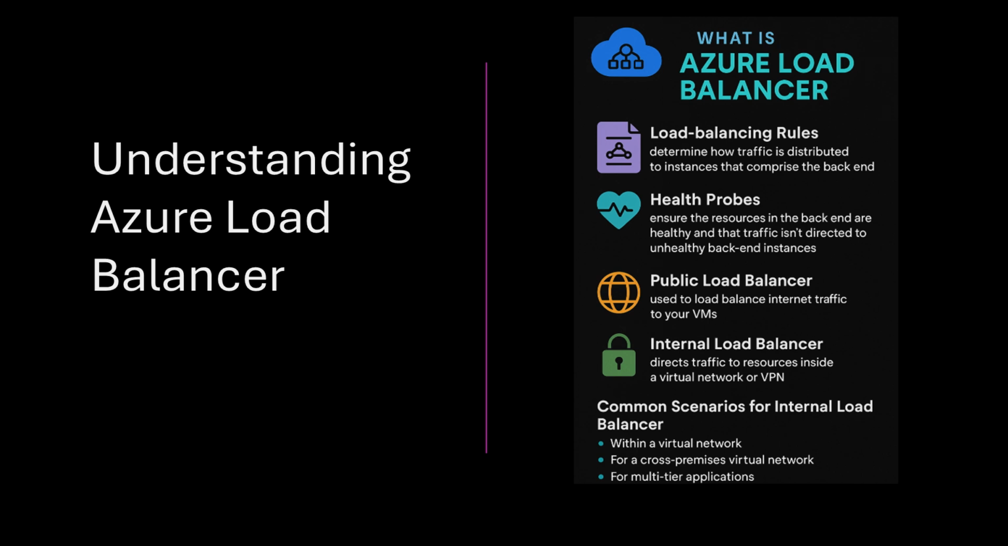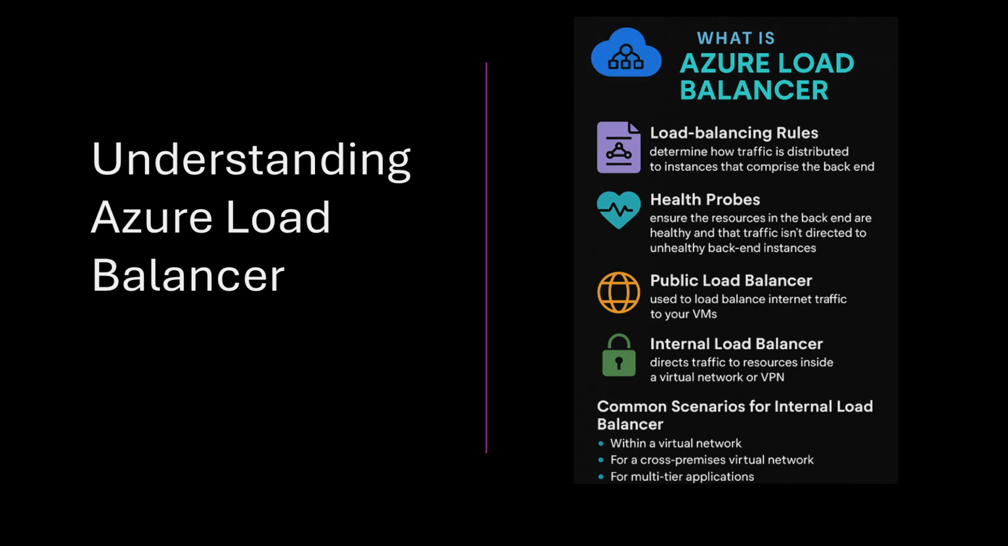Azure gives you two flavors of load balancer, and you'll choose based on where the traffic originates from. And they are public load balancer and internal load balancer. You use public load balancer when you want to balance internet facing traffic. Think of a website or a public API. Users hit a public IP, and Azure routes those requests to one of your backend VMs.